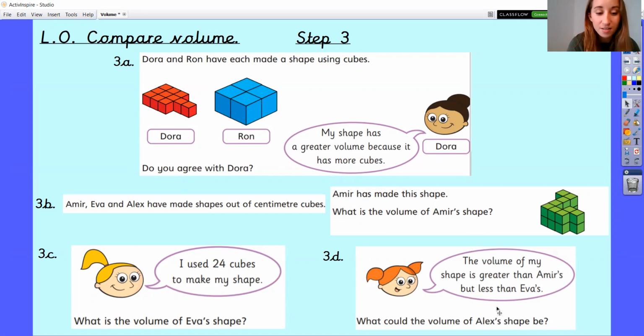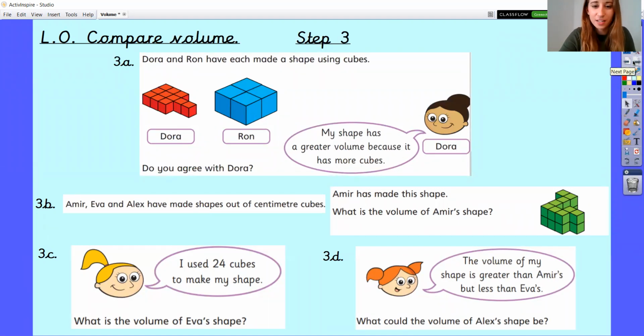So for Amir's and Eva's, you can work out exactly what their volume is. And for Alex's, you have to do some, I guess, guesswork or using what you know. There might be more than one right answer for Alex's shape. So kind of 2 different situations. You've got Dora and Ron's shape and the shapes, and then you've got Amir, Eva, and Alex's. But I've split it into 3A, B, C, and D for you. Have a go at that in your books. Pause that while you're having a go, and then press play when you're ready to go through those answers together.